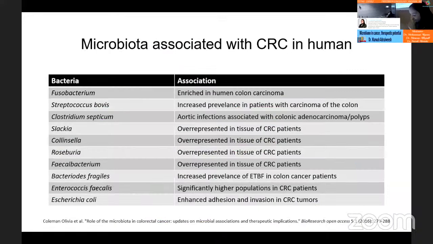So data from the literature identified the microbiota associated with colorectal cancer in humans, some of them gram-negative, some of them gram-positive anaerobic bacteria, and found different relative abundance of those bacteria in colorectal cancer patients than in normal individuals.